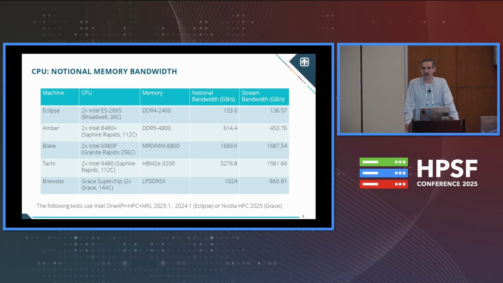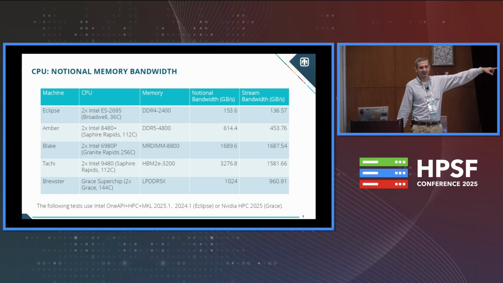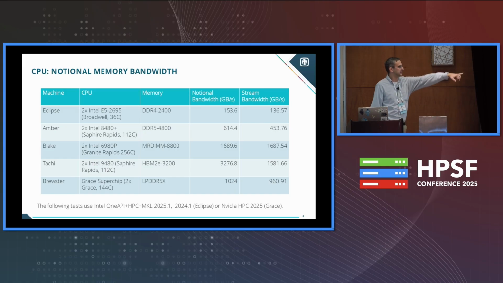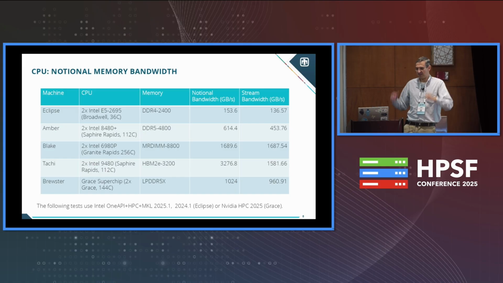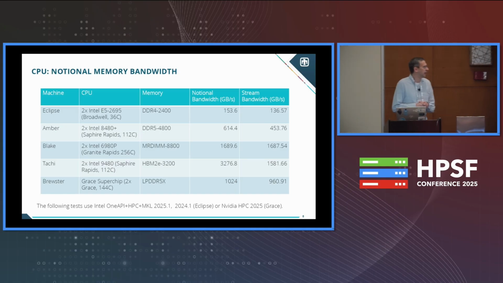But yay, right? I did nothing, and my code, if memory bandwidth is to be believed, got 3 to 4 times faster. Fantastic. I'm going to skip Blake for a second and go down to Tachi. Tachi is mini Crossroads. That's Sapphire Rapids, just like Amber, but now it uses HBM2. And so notionally, you've got a whole lot of memory bandwidth on the tin. The number I have that I got with stream is lower. Some other folks have gotten a little better than that. And I'll get back to that in a second.